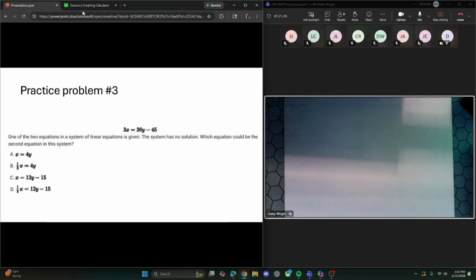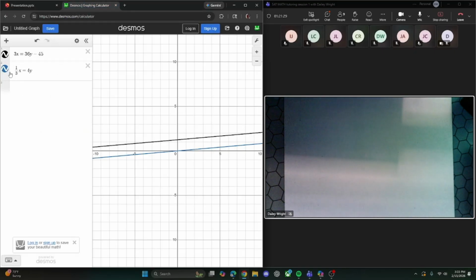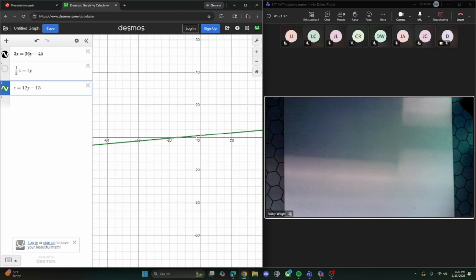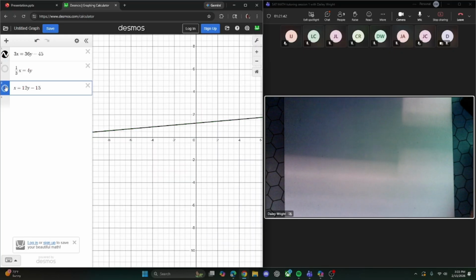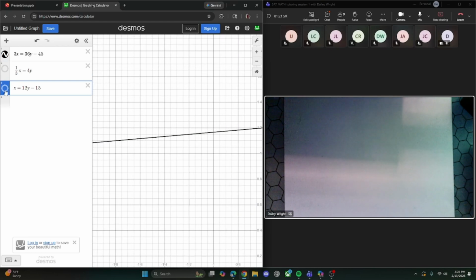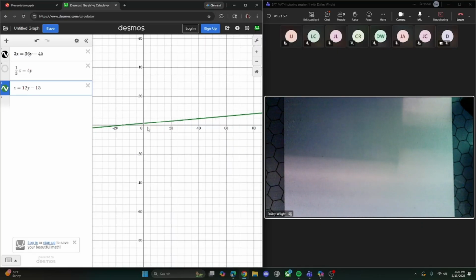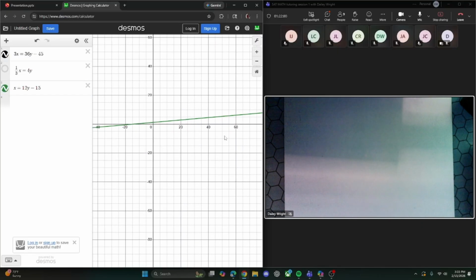And then you have x equals 12y minus 15. We know this is the answer, but let's look at these other ones. x equals 12y minus 15. This equation is on top of this equation. That means it has infinite solutions. If you guys can see, when I click on this, the green line covers the black line completely. Like, no matter how close I get, the green line is right on top of that line. So this one has infinite solutions. Since it's always crossing, it has infinite solutions.